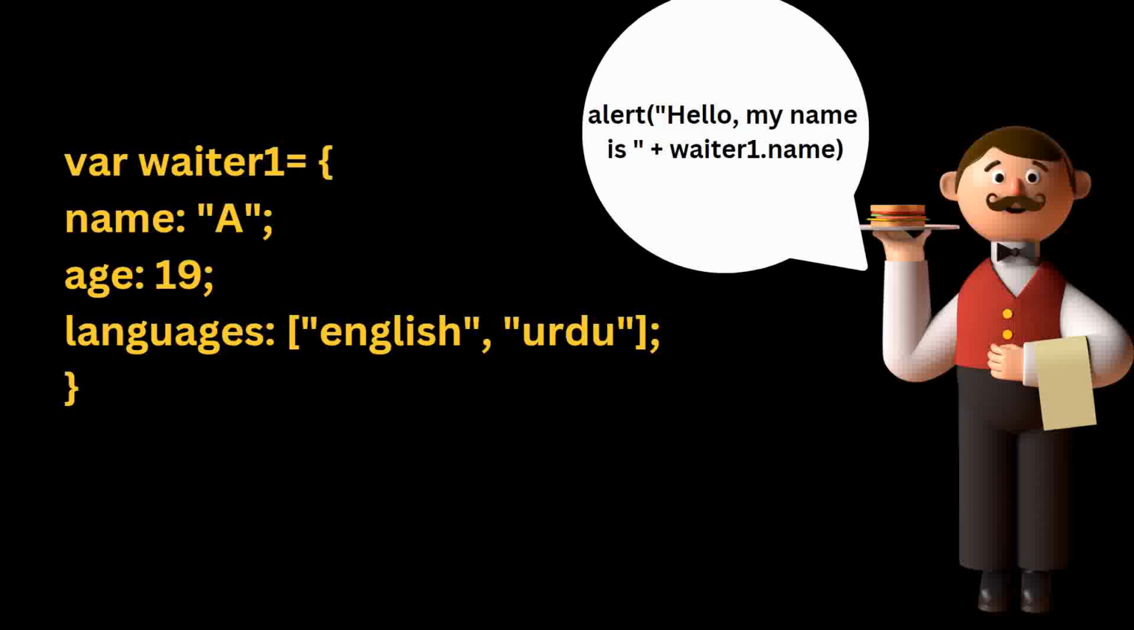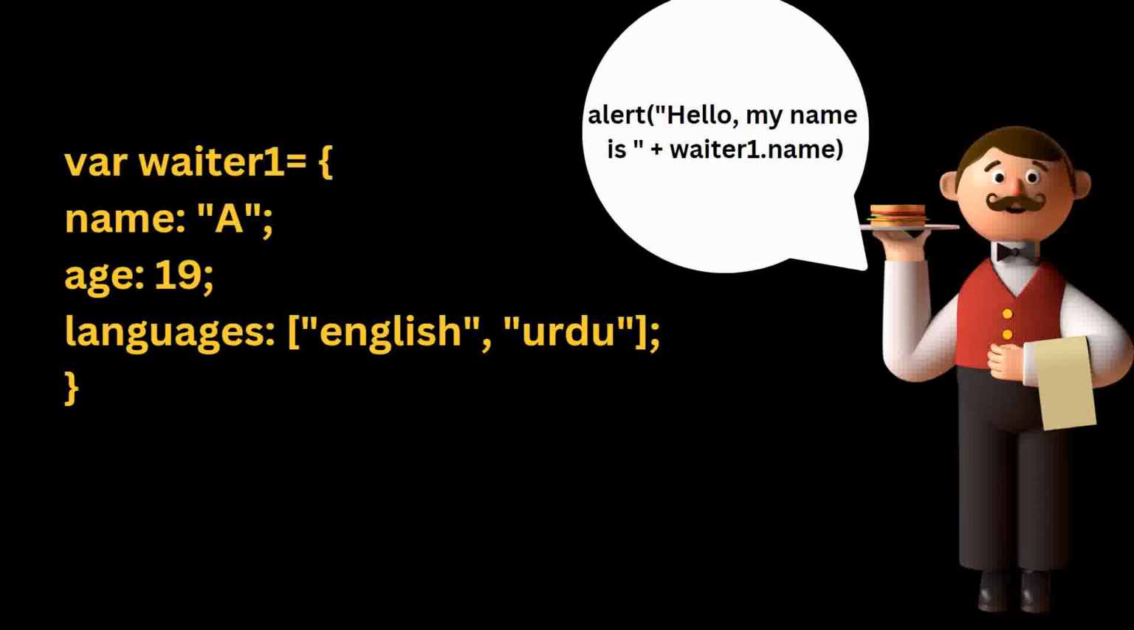Now you can see right in front of you, we create a variable, and inside the brackets you can simply write the name is A, age is 19, and languages in the form of an array. If I create an alert, it will say hello, my name is waiter1.name, which is the name of the object dot name. We are using the dot to access the property that's called name, and this would create an alert that says hello, my name is A.